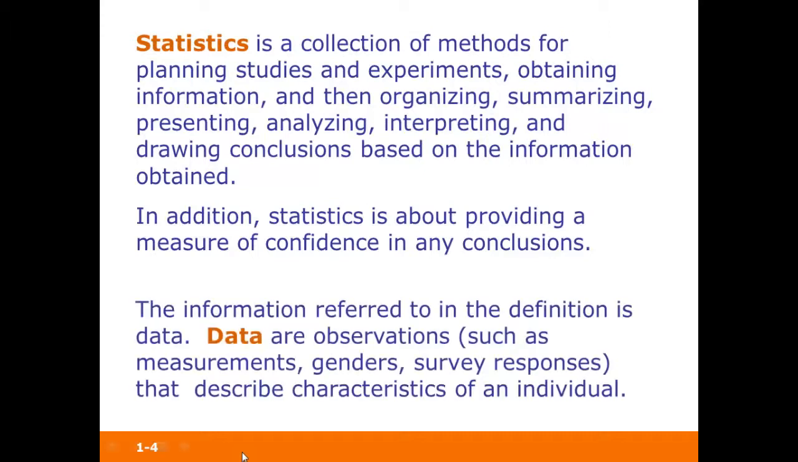Now, the information referred to in the definition is data, and data is simply observations, things like measurements, survey responses, and so on, that describe the characteristics of an individual. In statistics, when we talk about an individual, we don't always mean a person. It depends on the population that we're studying. We may be studying a population made up of people, and in that case an individual would be a person. But we may be studying a population of fish in a lake, and in that case the individual would be a fish. Or we may be studying a population of businesses, in which case our individual would be an individual business.